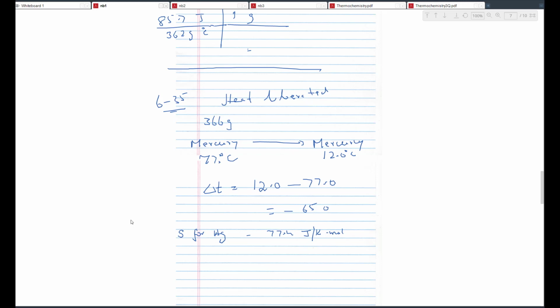Let me check this. Otherwise, we can divide this by the molar atomic mass of mercury if we don't have that. It's okay, let me double check this one, because the specific heat unit is not per mole.